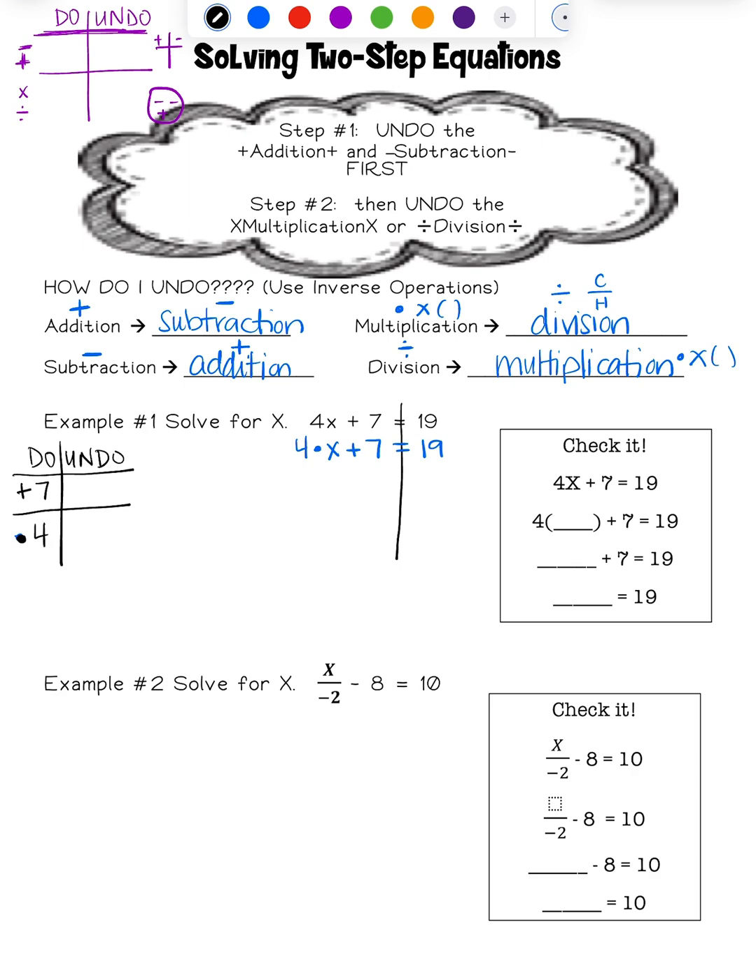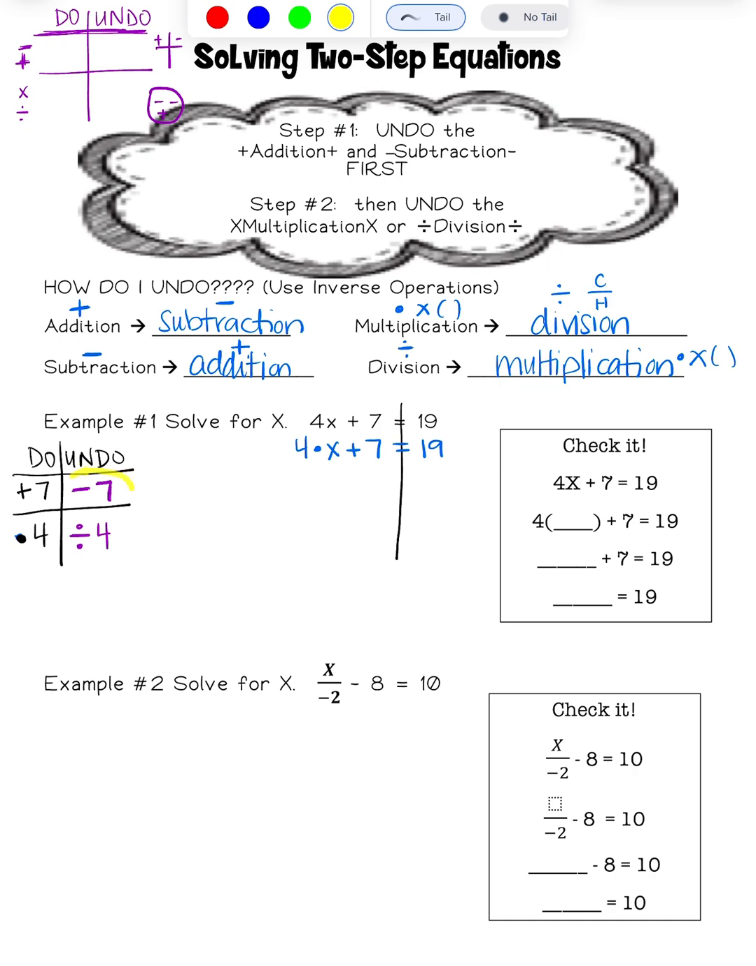So how are we going to undo these things? Well, what is the opposite of adding 7? Well, the opposite of addition is subtraction. So I am going to subtract 7 from both sides of my problem to get rid of the 7. And then what is the opposite of multiplying by 4? Well, the opposite of multiplying by 4 would be dividing by 4. So I'm going to take my problem and I'm going to divide both sides by 4. So now I have instructions on how to solve.